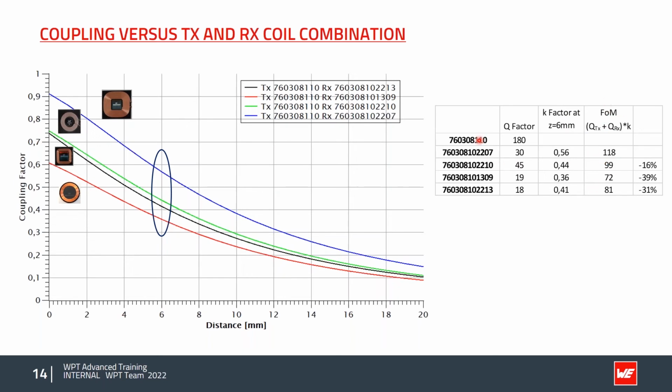As you can see here, the figure of merit between these two coils is 118. With the 210, it's only 16% lower. But when we use on the receiver side a coil which is much smaller, for example the 309 or the 213, then the figure of merit decreases to 39% or 31%. So as you can see here, it is very important to have a similar size on the receiver and transmitter side.